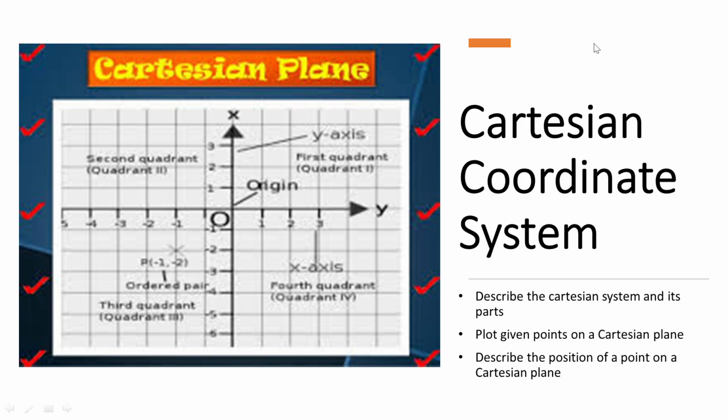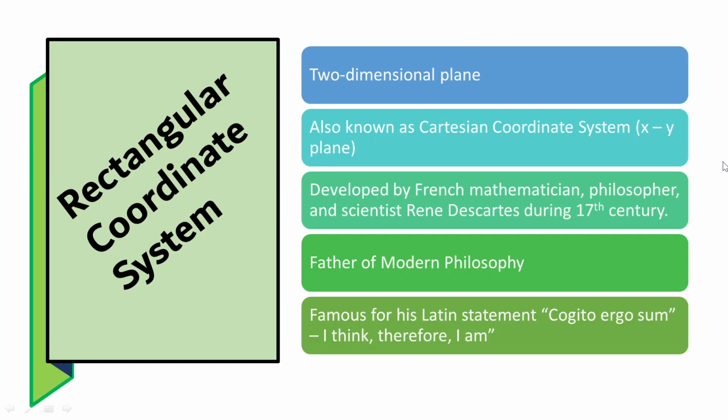Cartesian coordinate system. So in this topic, you are going to describe the Cartesian system and its parts, plot given points on a Cartesian plane, and describe the position of a point on a Cartesian plane. It is also called the rectangular coordinate system, the two-dimensional plane, and also known as the Cartesian coordinate system or the X and Y plane.